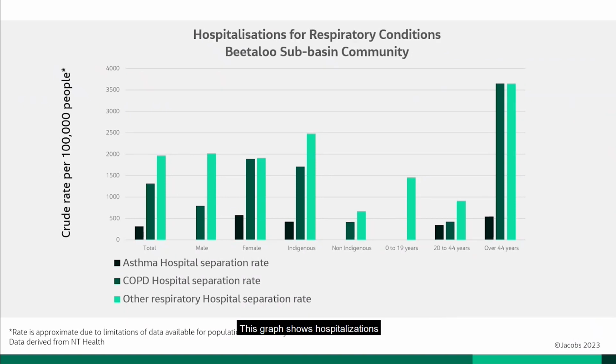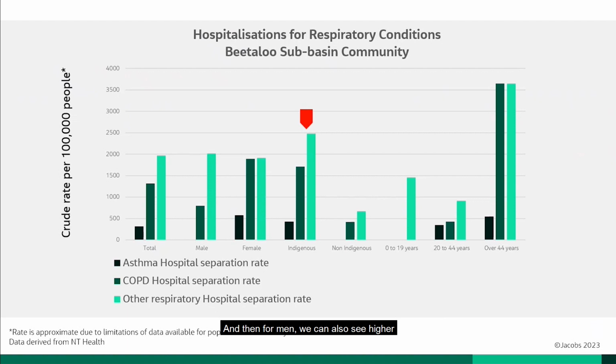This graph shows hospitalizations for respiratory conditions. Where there's no data shown on the graph, that indicates that the case numbers were too low to allow a separation rate to be calculated. So we can see that the rate of hospitalizations among females for chronic obstructive pulmonary disease, COPD, is substantially higher than for men.